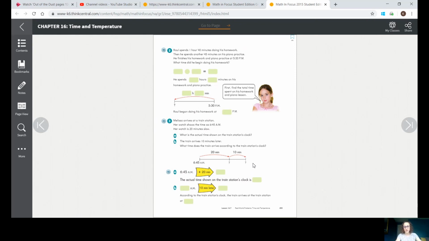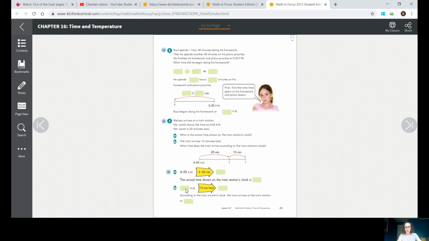Let's go down to where it says A. Well, actually, let's figure out these times first. 6:45 plus 20 would get you 7:05. Because from 6:45 to 7 is 15 minutes, and then you have to add 5 more to get 20. Okay, so the actual time shown on the train station's clock is 7:05 a.m.